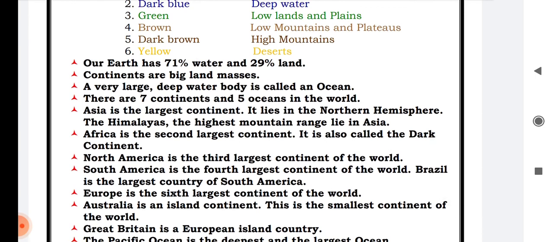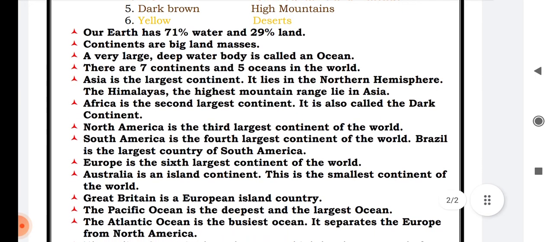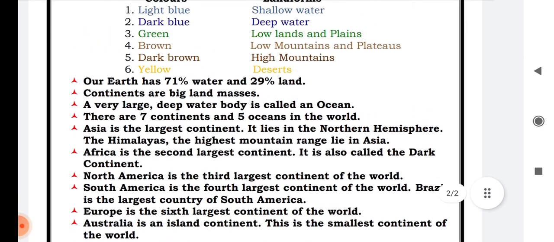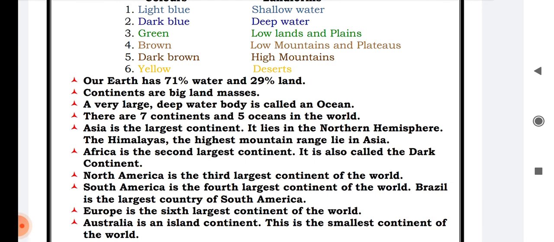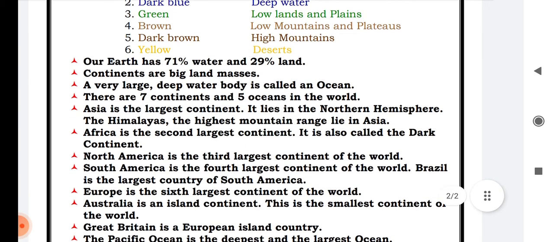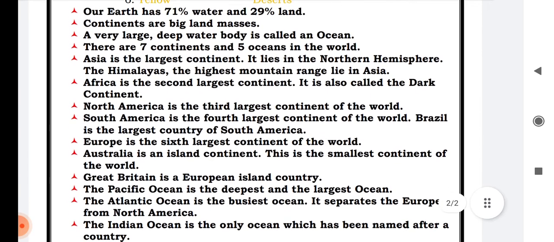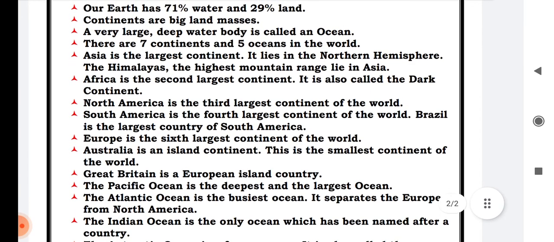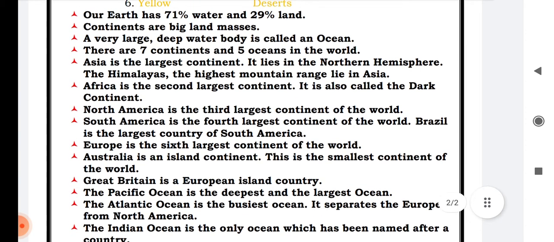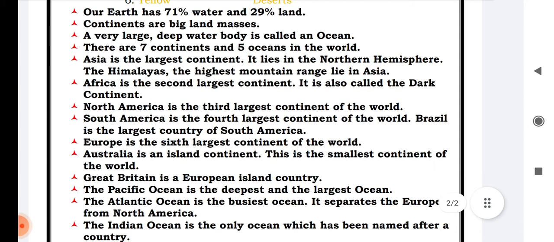for desert. If you remember Rajasthan and Gujarat, you always color with the yellow color because that is the desert area. Punjab, Haryana, we always ask you to color with the green color because they are the lowlands and plains area. So now next is: our earth has 71% water and 29% of land. This is the distribution of land and water on the earth.